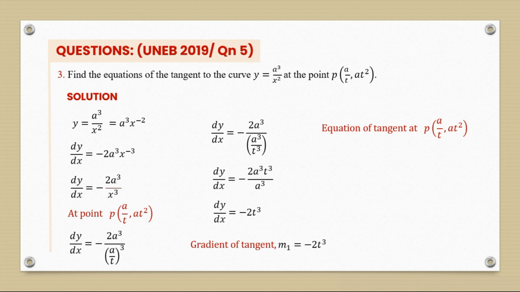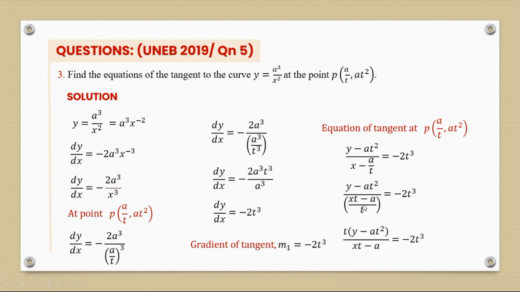Now we can say the equation of the tangent at the point P, a over t comma a t squared, shall be that. So I have y minus this a t squared over x minus this a over t being equal to this value of the gradient. So now next I can say that I can make t the LCM here and I'll have xt minus a over t. Alright, so next I can say this t value will go to the top, so I'll have t into y minus a t squared over xt minus a being equal to negative 2t to the power 3.